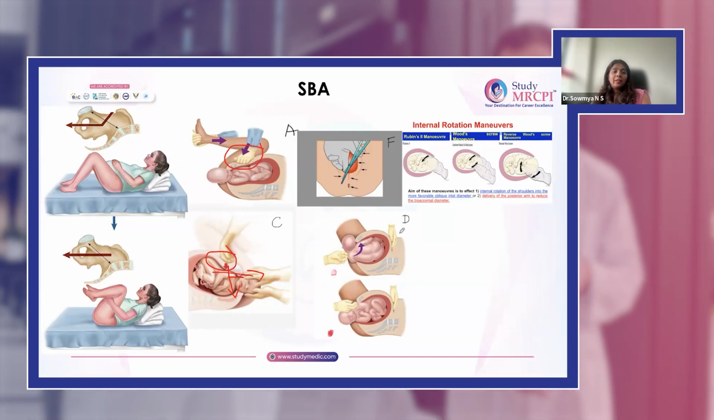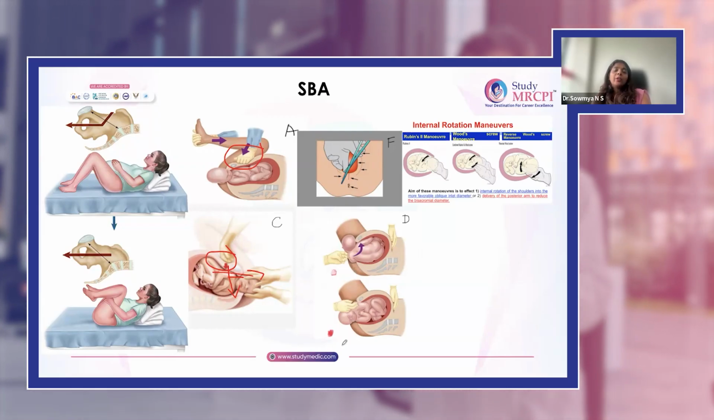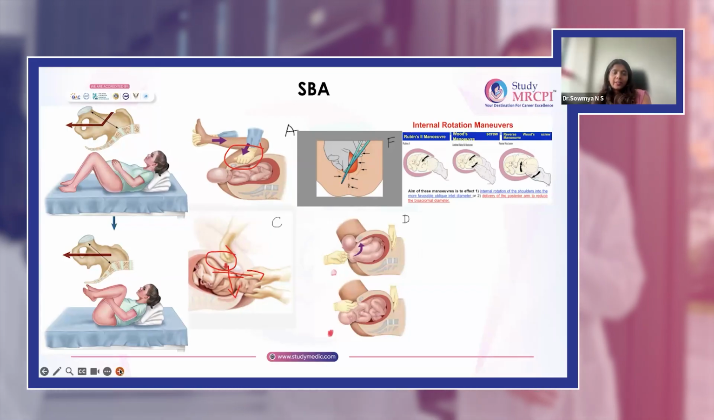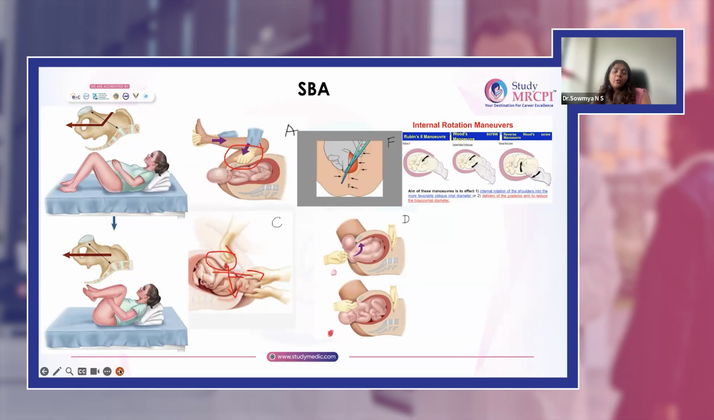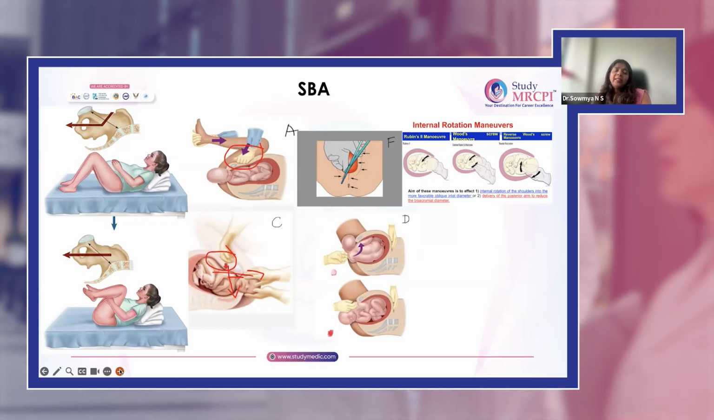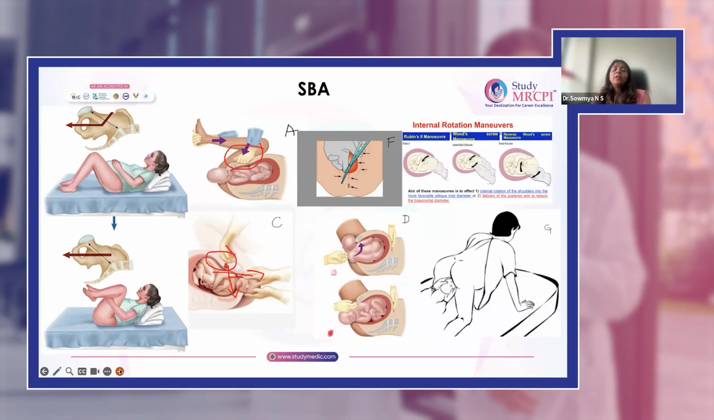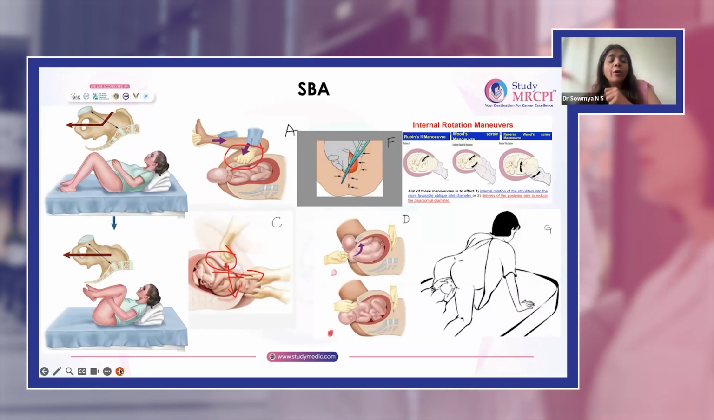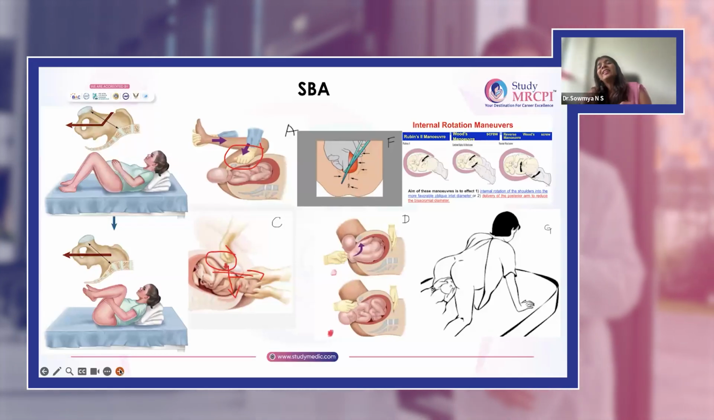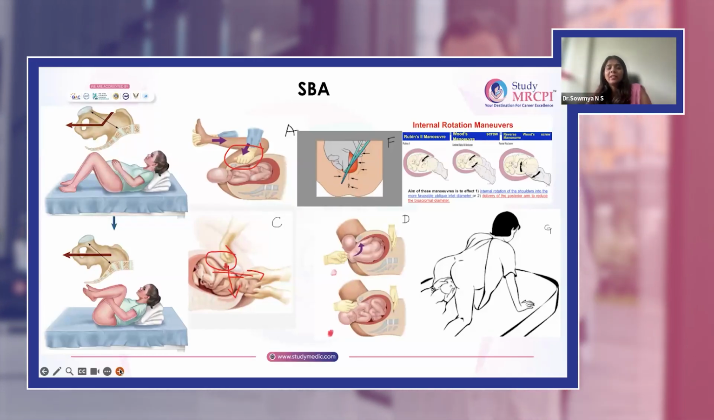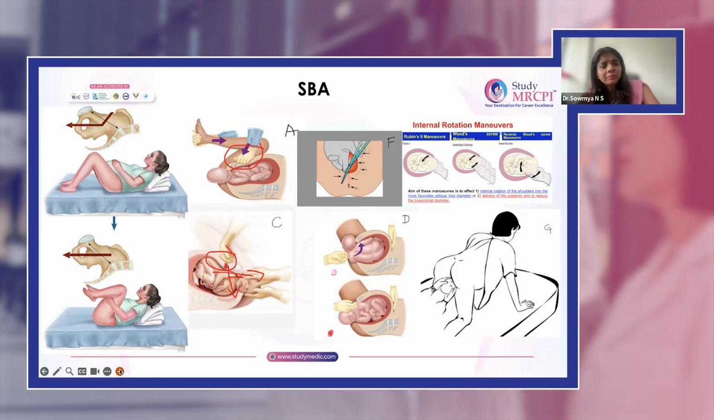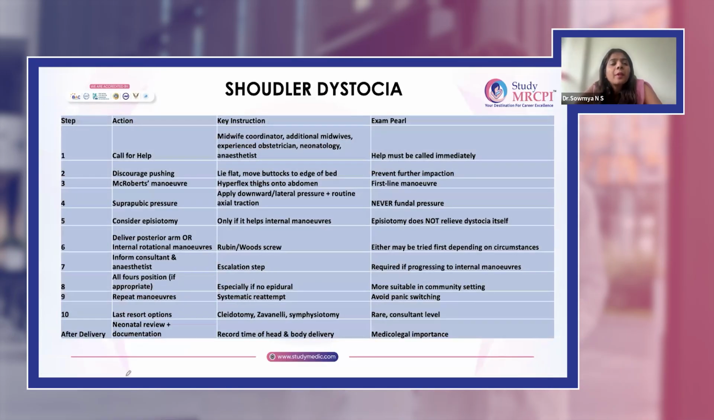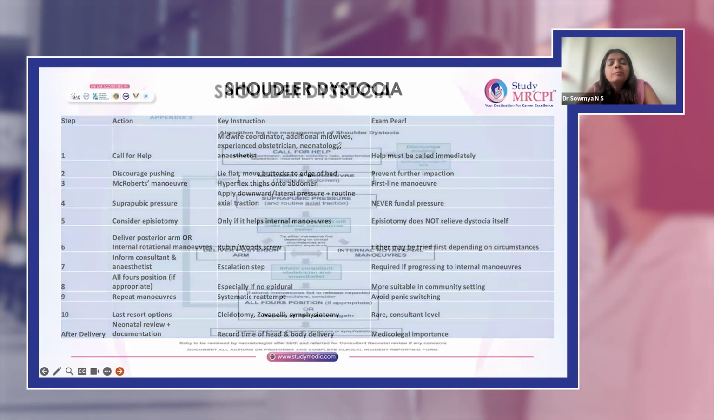If the anterior shoulder is stuck, you go and remove the posterior arm, so the other shoulder gets automatically released. Meanwhile, if you are alone and the woman is healthy and not on epidural and so on, you can put her into all fours. So this is the protocol of shoulder dystocia. Obviously, if these fail, then you can go for Zavanelli, cleidotomy, symphysiotomy, which are disruptive procedures. I'll come back to this.